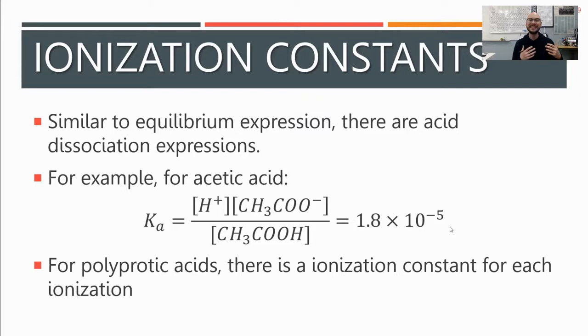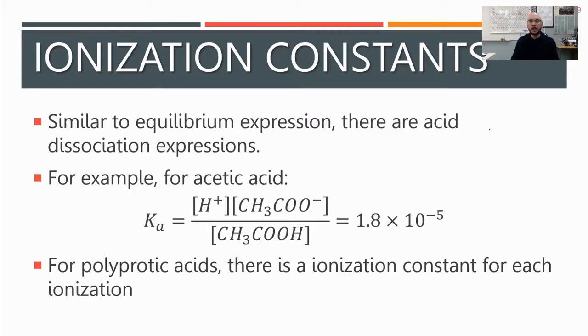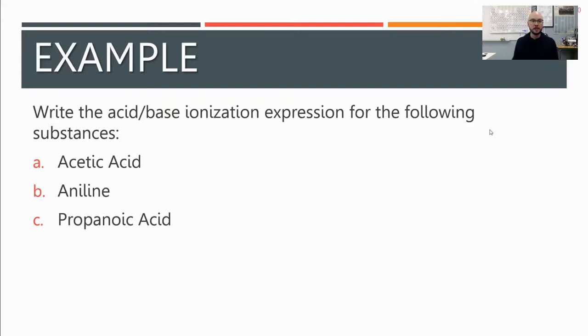Otherwise, the Ka value is infinitely large, because if we imagine HI breaking down, for example, we know that all of it is converted into ions. So this at the end is 0 molarity. Let's say that this is 1 molarity, this is 1 molarity. Ka is equal to 1 squared over 0, right? So it's undefined. We don't actually have Kas for strong acids or bases. So we're going to write the ionization expression for these 3 substances and then the Ka for it as well.